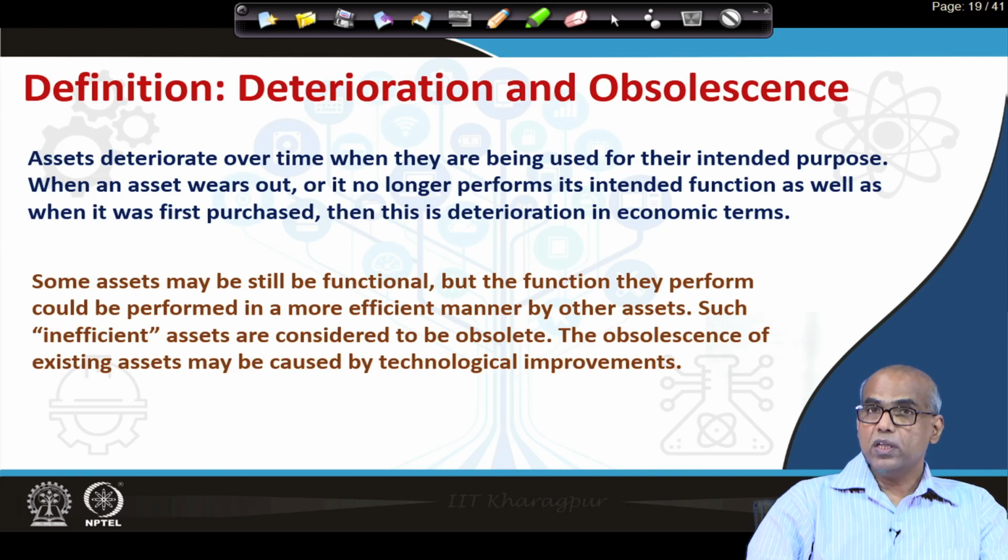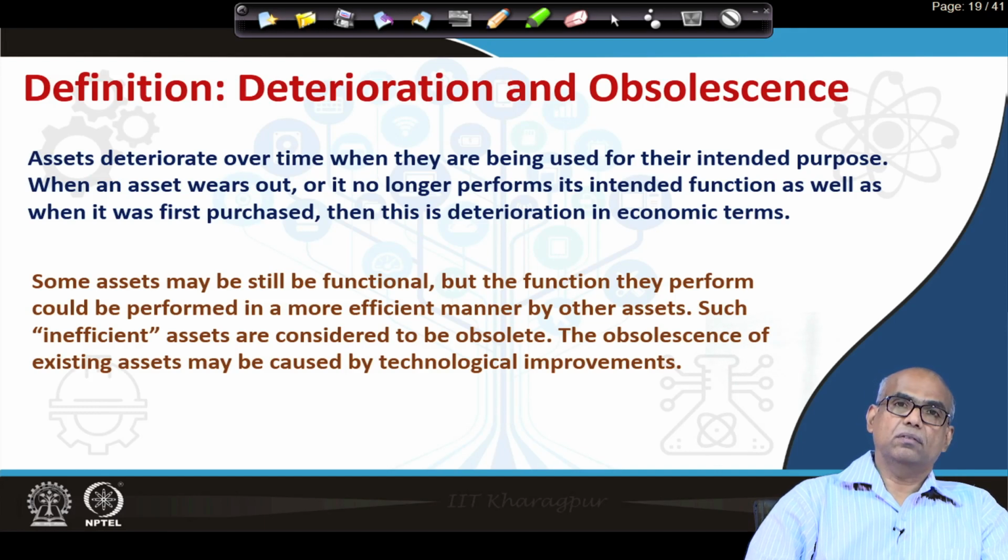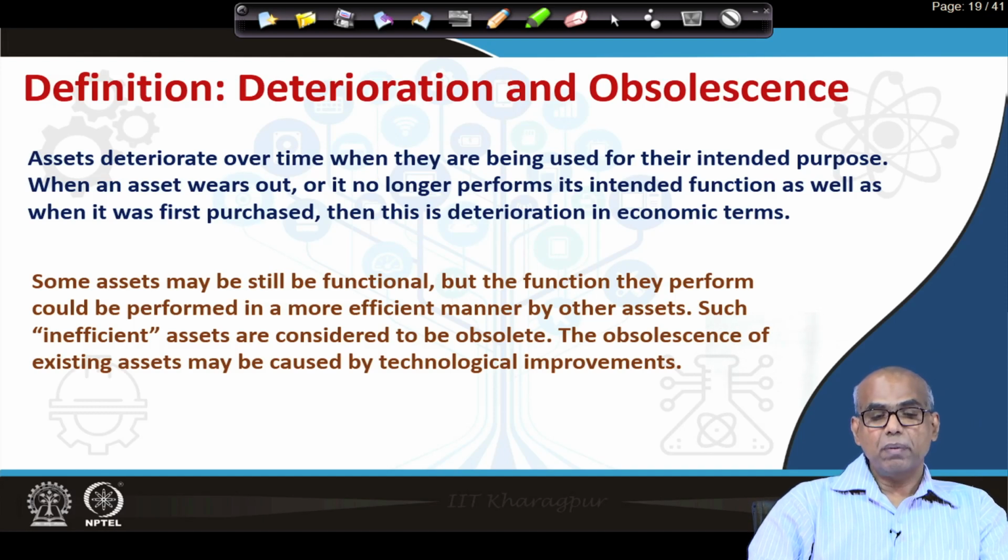What is obsolescence? Some assets may still be functional, they have not stopped working, but the function they perform could be performed in a more efficient manner by other assets. In other words, although some assets are functional, they have become inefficient. Such inefficient assets are considered to be obsolete. The obsolescence of existing assets may be caused by technological advancements.